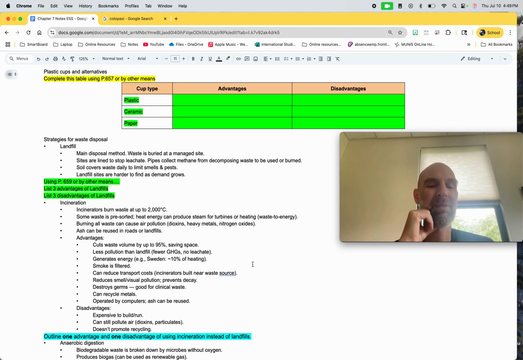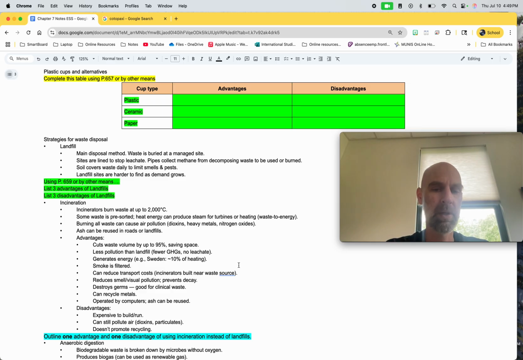Disadvantages: it's expensive to run. Yeah, man. No way about it. Can still pollute the air, dioxins, particulates, and doesn't promote recycling really at all. Because you're like, why recycle? You can just burn it and get something from it. That's recycling. Ha ha ha ha.